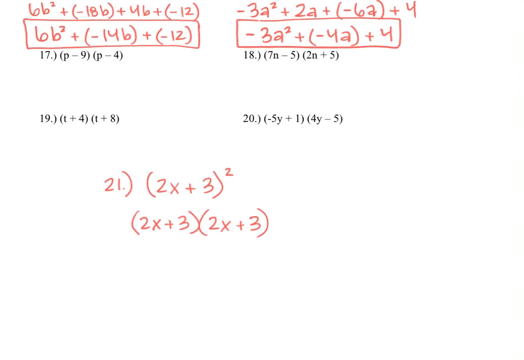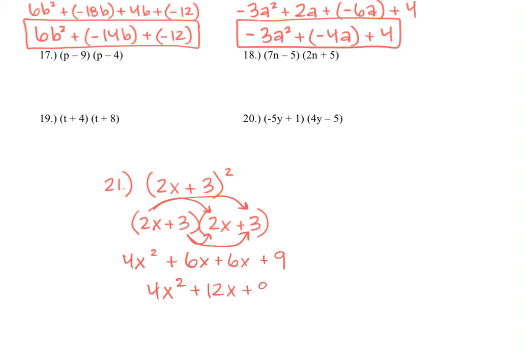And so then you would just do like we did before. You could either use method 1, 2, or 3. I'm going to go ahead and just distribute using the FOIL acronym. So this would be 4x squared plus 6x plus 6x plus 9. So when I combine like terms, I get 4x squared plus 12x plus 9 as my final answer. So just wanted to point that out to you, that if you see a binomial squared, it means it's that binomial times itself.